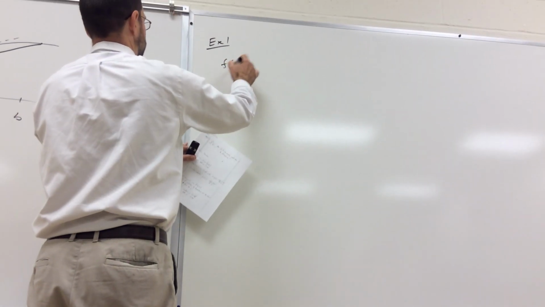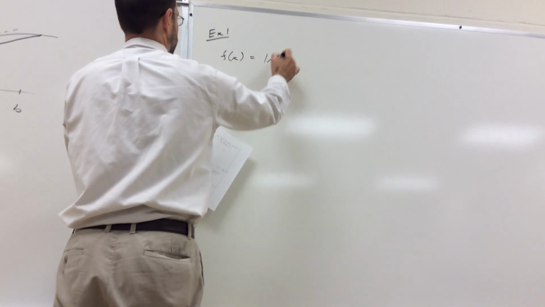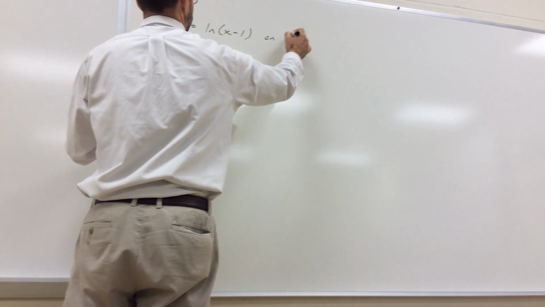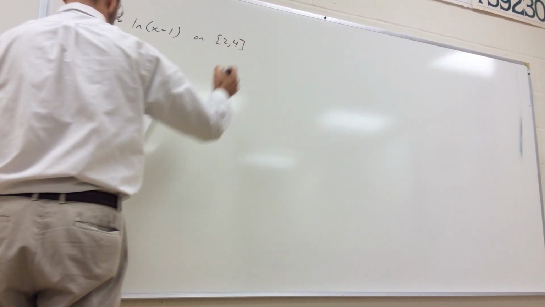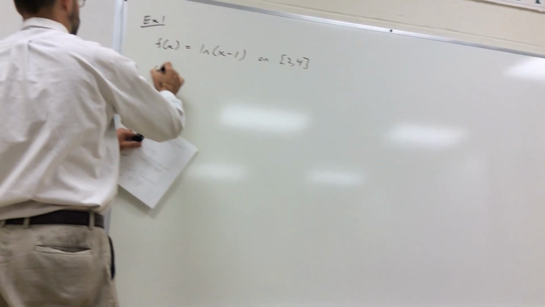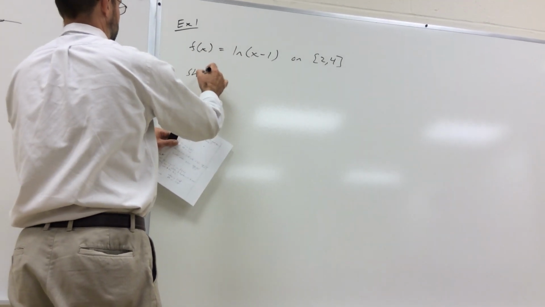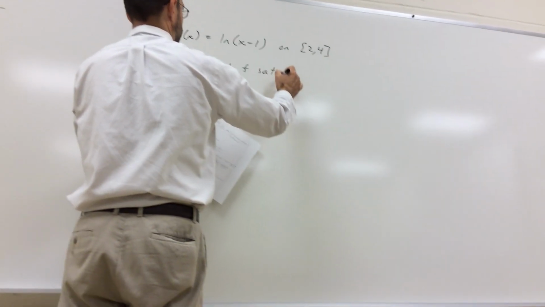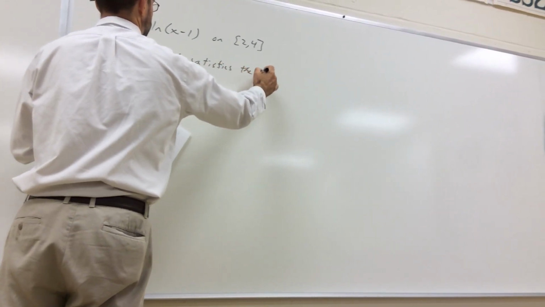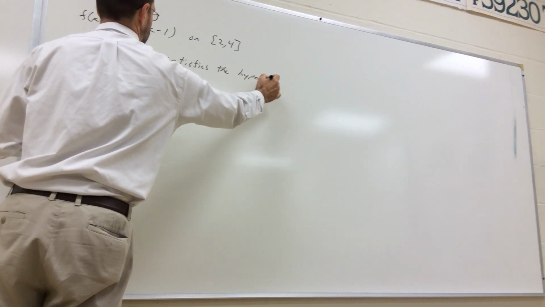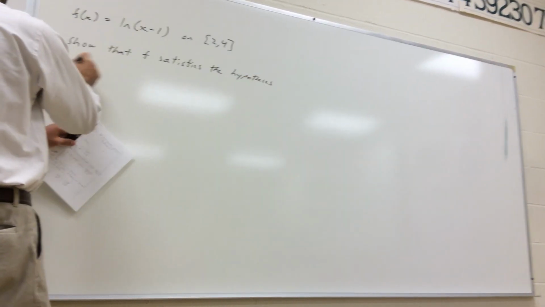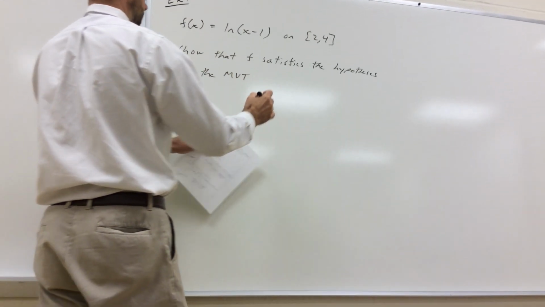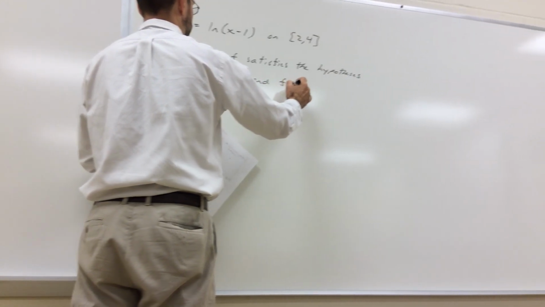All right, so we're going to practice with that. We're going to have f of x equals the natural log of x minus 1 on the interval 2, 4. And we're going to show that f satisfies the hypotheses of the mean value theorem, and also find C.